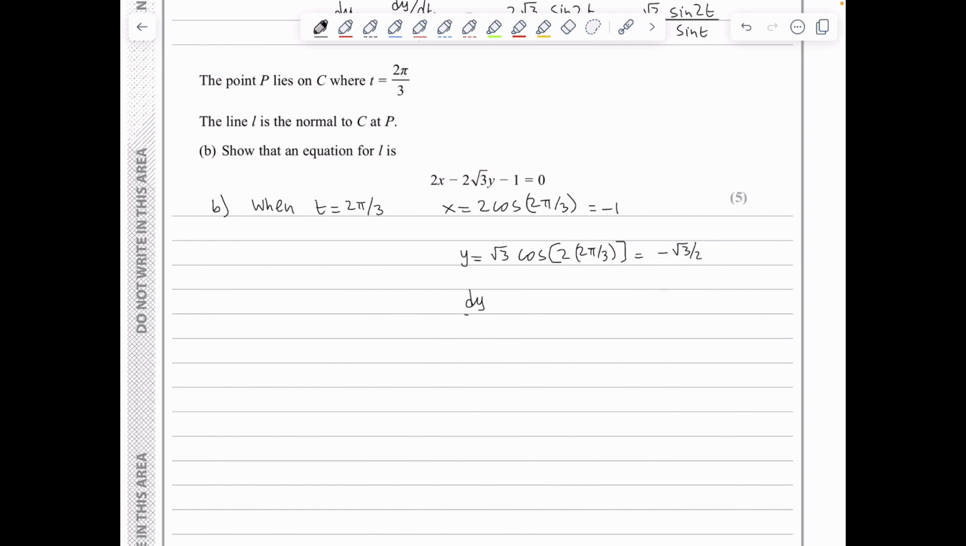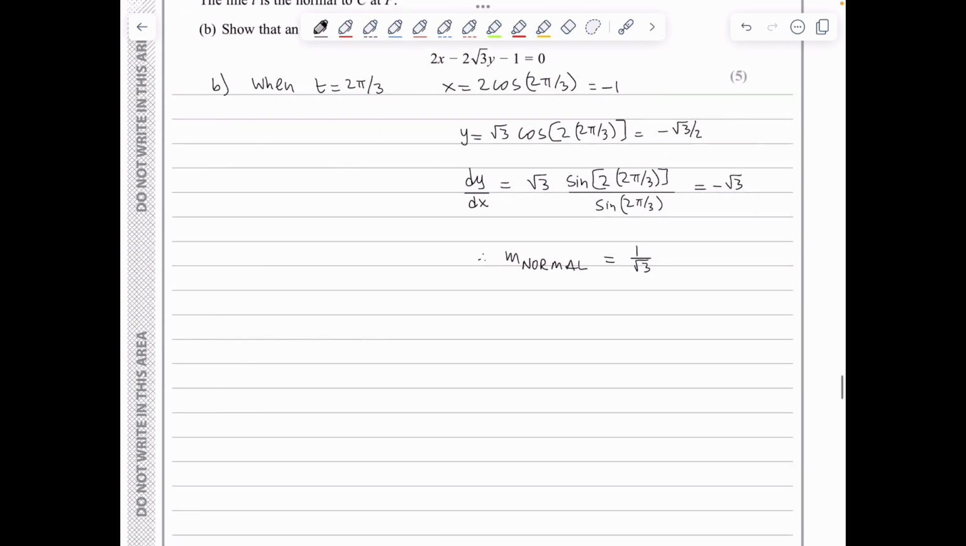And dy/dx, I will substitute t is 2π/3 into the expression we obtained in part A. It's root 3 sine of 2 times 2π/3 divided by sine of 2π/3. This gives an answer of minus root 3. Now for the gradient of the normal, I will simply flip and change the sign of the dy/dx. So this will be 1 over root 3. And then we've got a point, we've got the gradient.